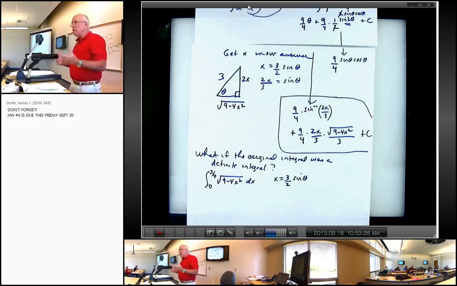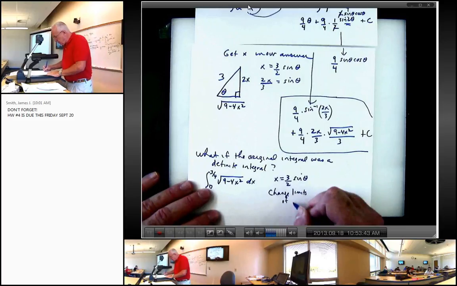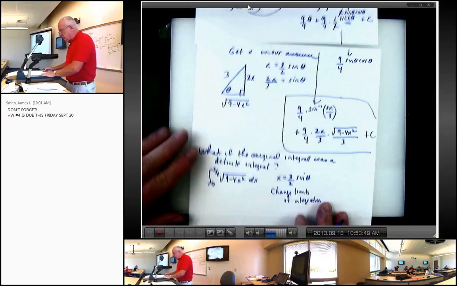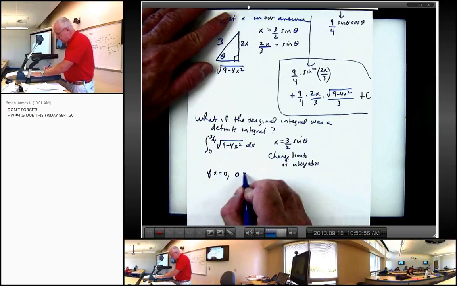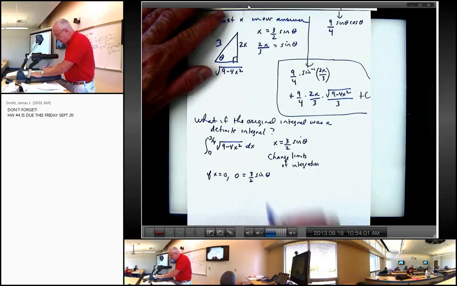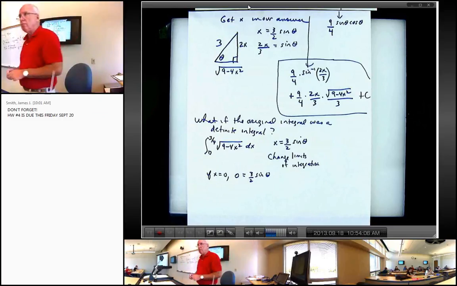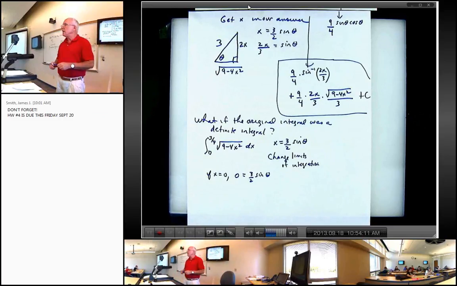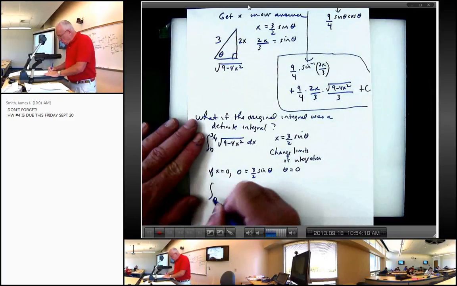So we can just get things now in terms of theta, but we have to change our limits of integration. Okay, so first of all, x is 0. So if x is 0, we have 0 is equal to 3/2 sine of theta. So what would be the angle theta if its sine is equal to 0? The sine of what angle equals 0? 0, right. So theta equals 0. So that's our lower limit of integration.